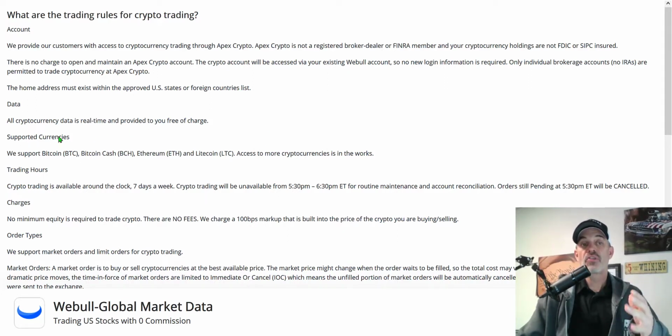And then next is the supported currencies that you can trade on Webull. Right now it's just Bitcoin, Bitcoin Cash, Ethereum, and Litecoin. Just those 4 coins. You will see a list of coins available to trade, but you can only trade these 4 at this present time. In theory, they're probably working on adding the others over time. Trading hours, crypto trading is available around the clock, 7 days a week. However, it is closed for an hour between 5:30 and 6:30 for basically maintenance.